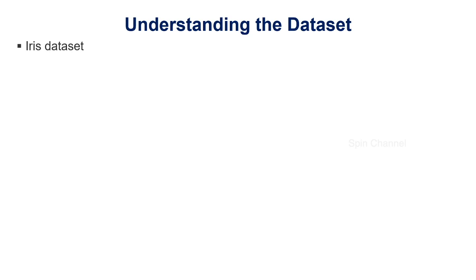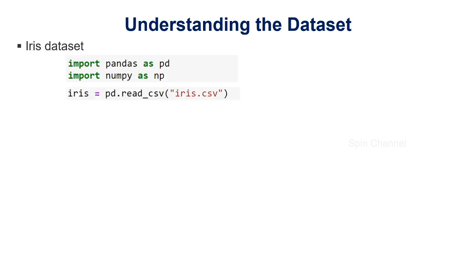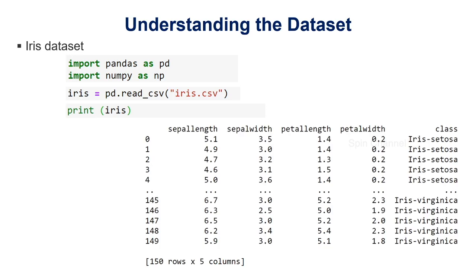First, let us try to import the basic libraries like NumPy and Pandas. Next, download the dataset and read the downloaded dataset location using the Pandas read_csv function. Now, the print iris function prints the dataset, the rows being the samples and the columns being the features of the iris flowers.